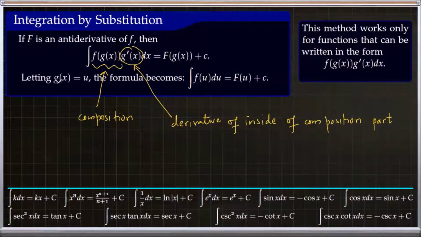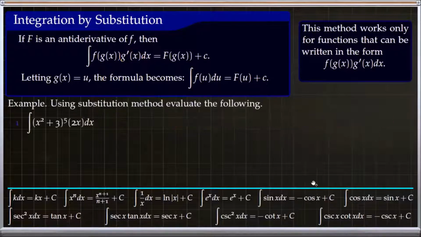Letting g equals u, the formula becomes integral of f of u equals the antiderivative of f plus constant. Okay, let's look at this example. Here we have x squared plus 3 to 5 as the composition part, times 2x. So we say 2x is the derivative of x squared plus 3. So we must be able to do integration by substitution.